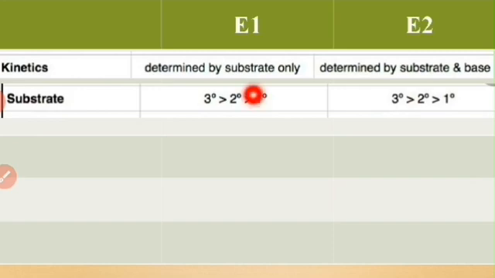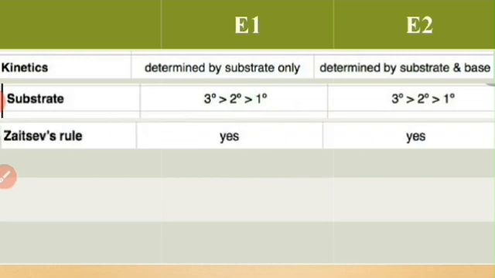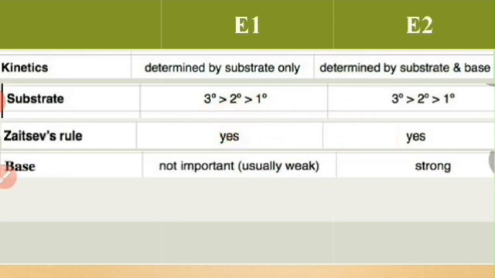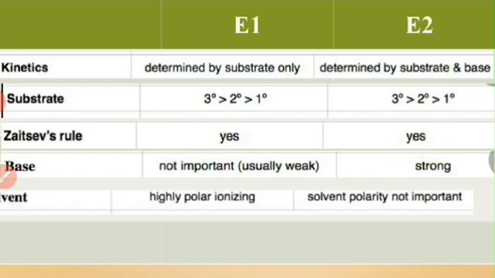In both the E1 and E2 reactions, the tertiary alkyl halide is more reactive than the secondary and than the primary. Then Zaitsev rule: both E1 and E2 reactions follow it. And the base in E1 reaction is usually not important, but in E2 reaction it is very important, because a strong base should be there for the E2 reaction.